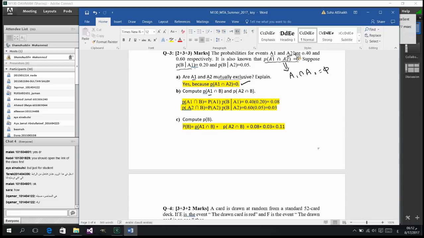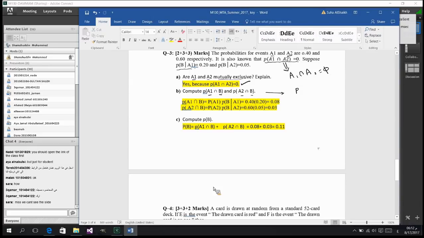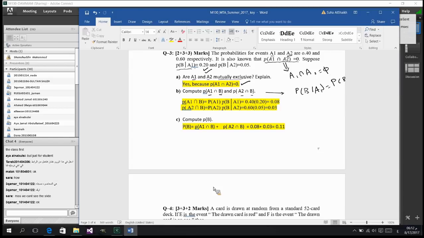Now they want the probability of A1 intersect B and A2 intersect B. I know that the conditional probability of B under the condition A1, which they gave me, is equal to the probability of the intersection of B and A1 over the probability of A1. Doing cross multiplication, the probability of the intersection is the probability of A1 times the conditional. This is very important, and even in the final such things come up.